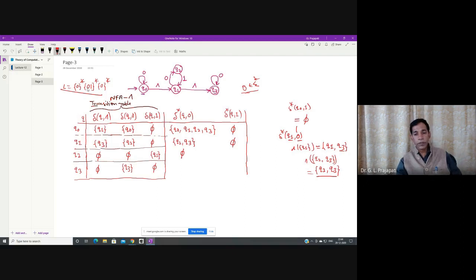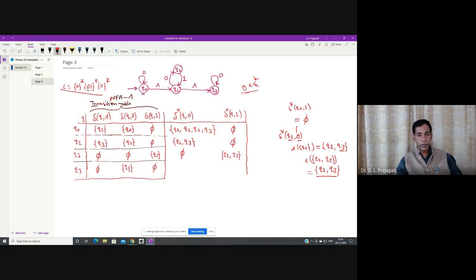Now, whenever you are at Q2 and input is 1, so null closure of Q2 is Q2. From Q2, your input is 1, you are going to the Q1, okay? And null closure of Q1 is what? Null closure of Q1 is Q1, and from Q1 you have the null transition, you are going to the Q3, and from Q3 null transition empty. So this is the case for 1.